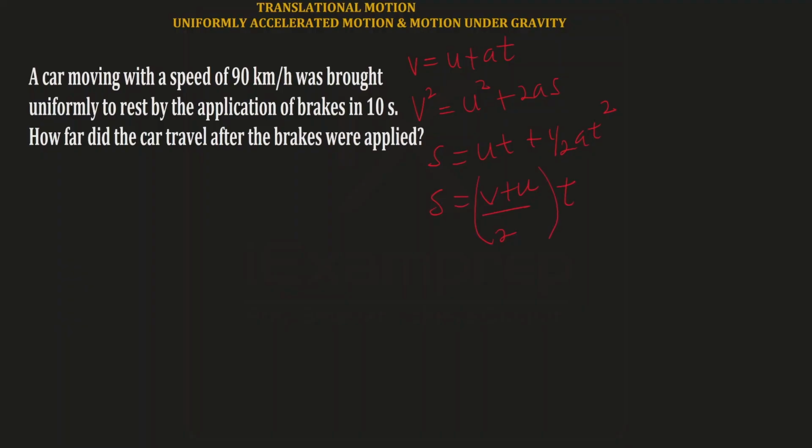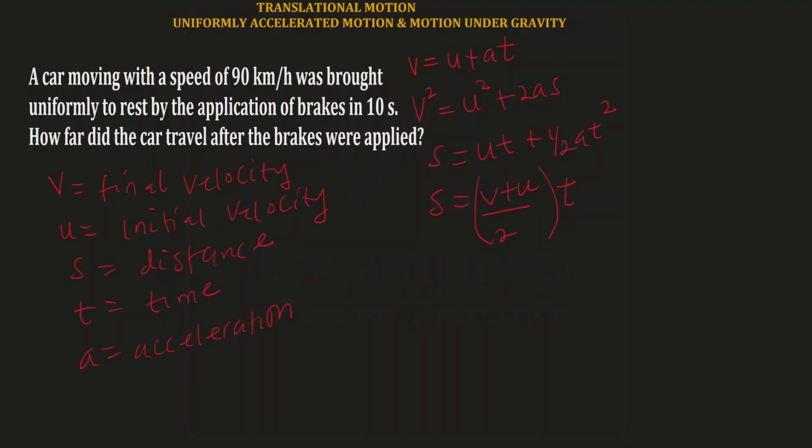Now, what do all these parameters mean? V is the final velocity, U is the initial velocity, S is the distance covered, T is the time duration for the motion, and A is acceleration. So those are the parameters in the equations and what they stand for.